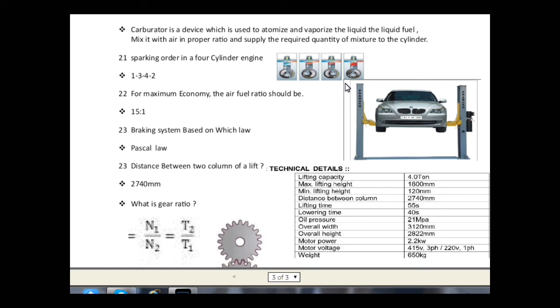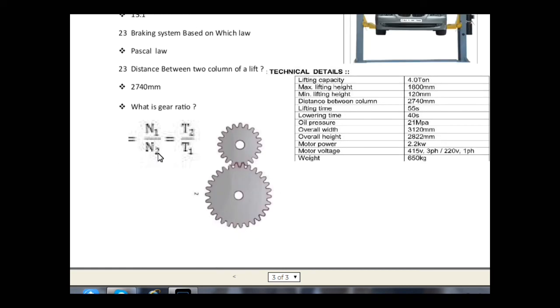For maximum economy, the air-fuel ratio should be 15:1, and it is also the stoichiometric air-fuel ratio, because at this ratio there is complete combustion of the fuel, and when complete combustion of fuel occurs, we get maximum efficiency. The next question is, the braking system is based on which law? The braking system is based on Pascal's law.